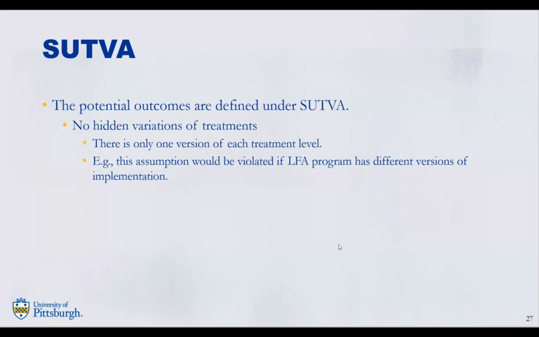Okay, so the assumption would be violated if there were different effectiveness within the same version? So if the program has, for example, two versions, but you define the potential outcome only as y1 and y0, in that case, the assumption would be violated. Okay, thank you. Yeah, that's a good question. Thank you. Any other questions?